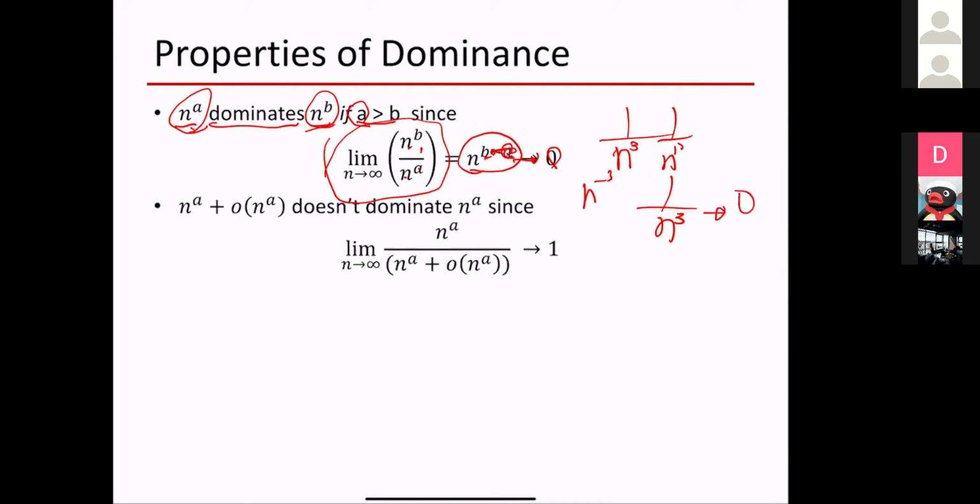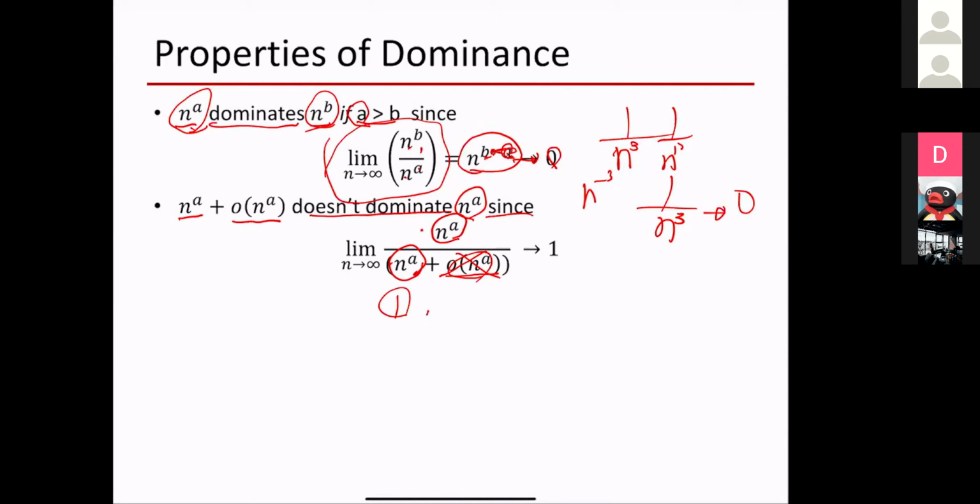How about the second one? n to the power a, little o of n to the power a, doesn't dominate n to the power a. Let's put it into our equation. So n to the a, little o of this one. What we care about is the dominance one. So definitely this is bigger than this one, then I can ignore this. Then it's a constant, it goes to 1. So it's not dominant. Okay?